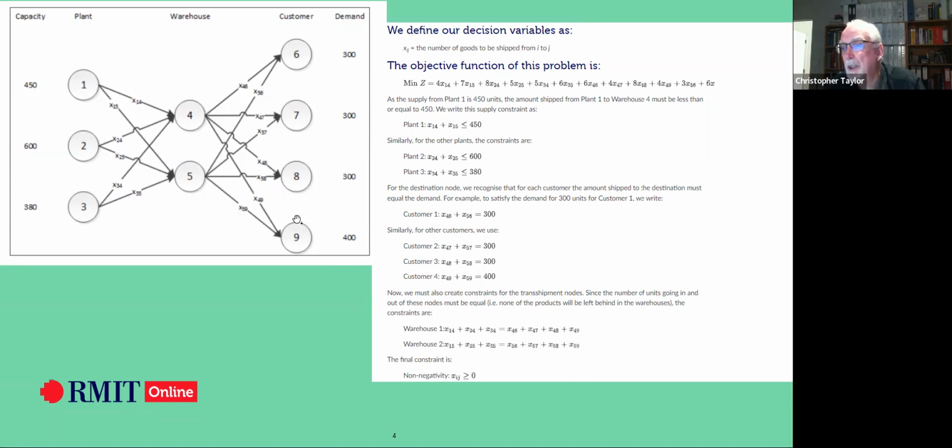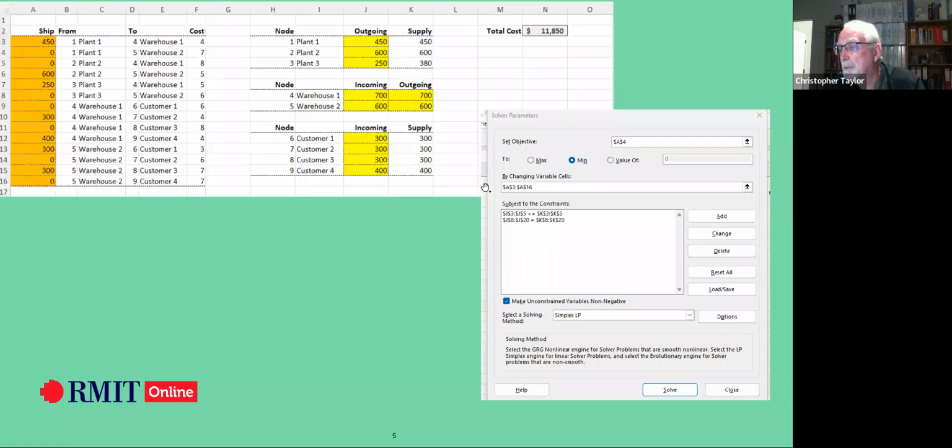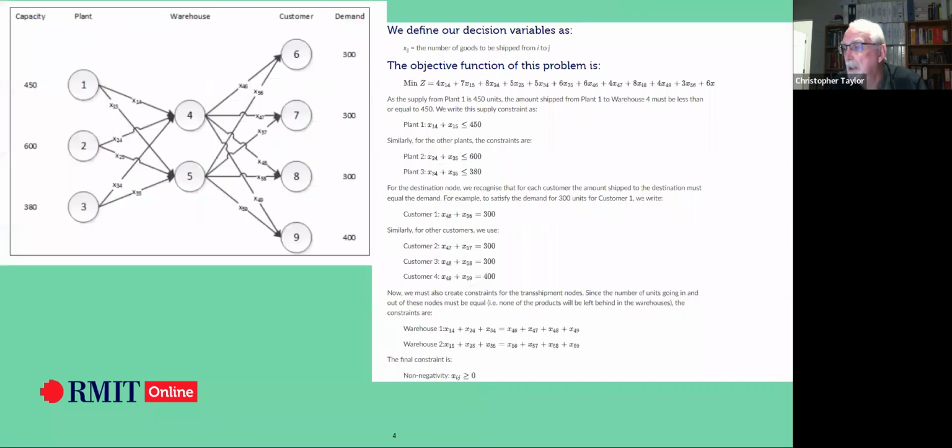And then similarly with warehouse 2, which is that node 5, we're going to have the same thing again. So they have to balance, so that you can't send out more than what can be received somewhere else. But the capacity that the plants have are those, and the demand the customers want is over there. So that's just the balancing thing.